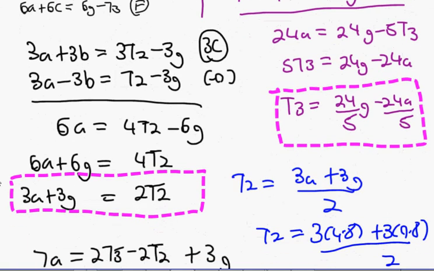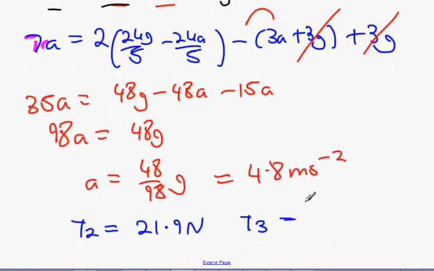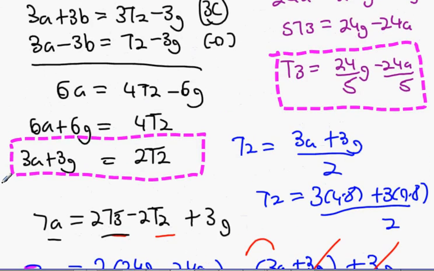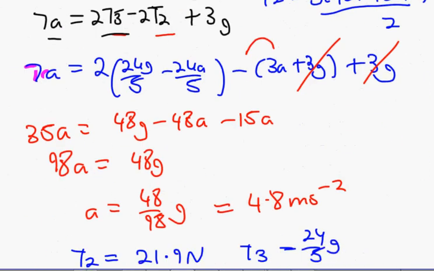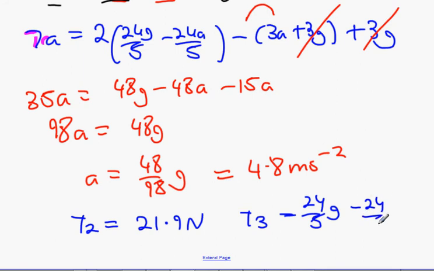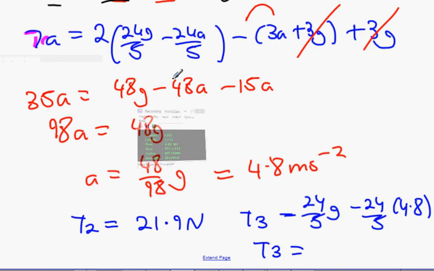Okay, now I'm on to T3. T3 is 24 over 5 G. So 24 over 5 G times 9.8, and then minus 24 over 5 times A, which is 4.8. What do you get there? We now know that that's 24 newtons, and finally that brings us back up to T1.